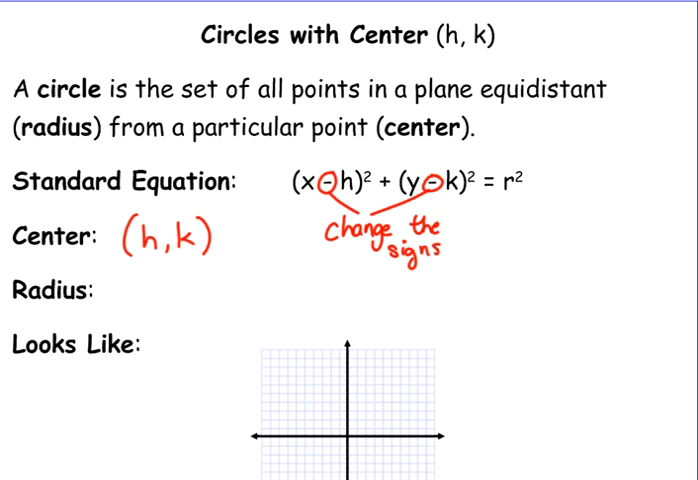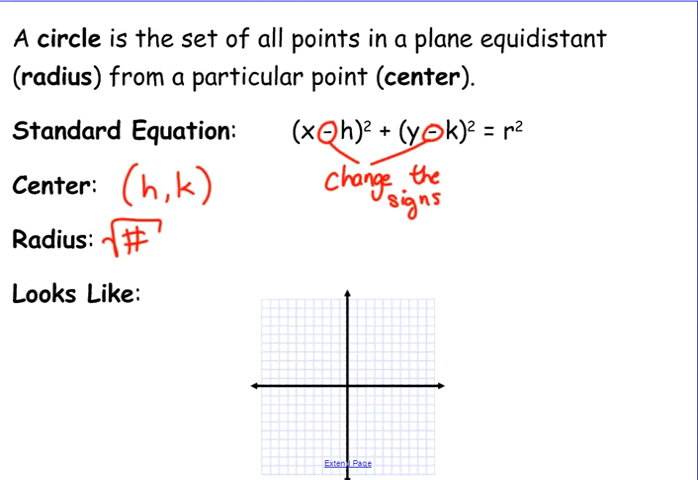The radius, we take the square root of that number, or that constant on the other side of the equation. And you know what a circle looks like.